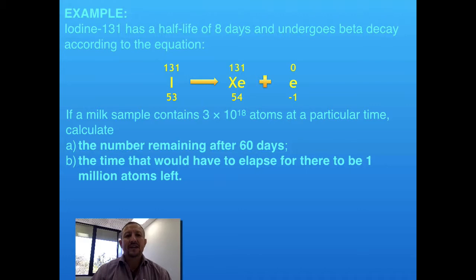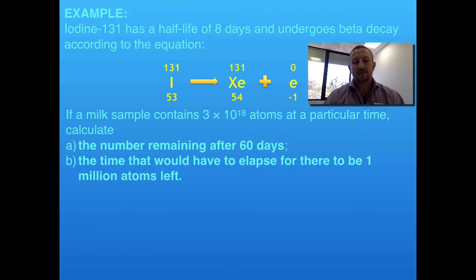So let's run through an example which will allow us to explain how this works. We've got a sample of iodine-131, which has a half-life of 8 days and undergoes beta decay according to the equation below. I-131 goes to xenon-131, and we emit an electron. It says if a milk sample contains 3 times 10 to the 18 atoms at a particular time, calculate the number of atoms remaining after 60 days, and the time that would have elapsed after there have been 1 million atoms left.